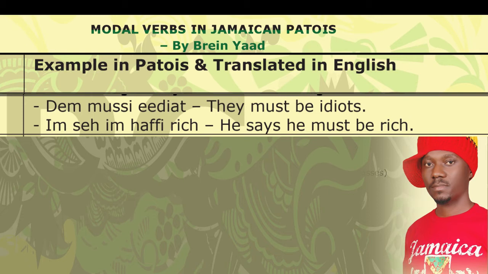And next example under mossy we say, "Him say him a fi rich," meaning he says he must be rich, or he said he must be rich. "Him a fi rich." He has to be, or he must be rich. He should be rich.